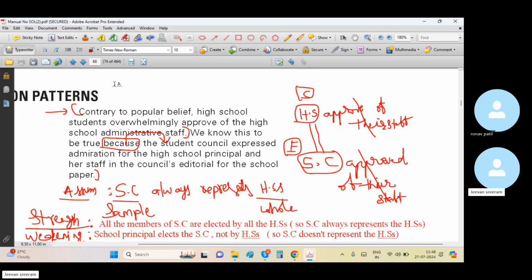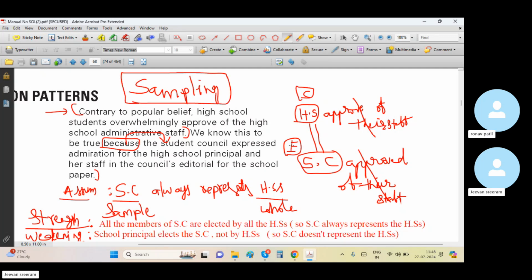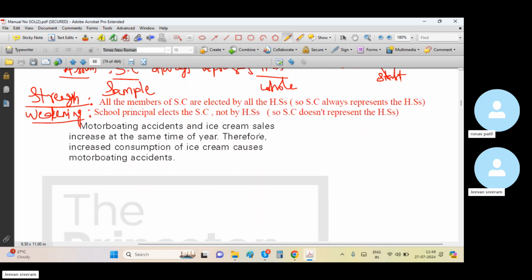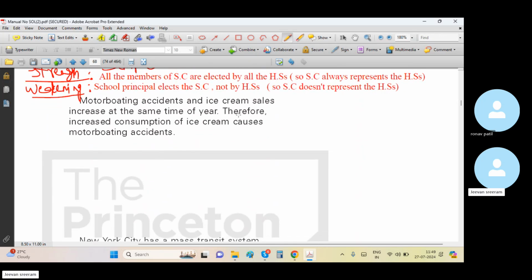So this is the argument of sampling pattern. Is it clear? Now move on to another one. So where is the claim, where is the premise, and where is the assumption? In the second one, the claim is that increased consumption of ice cream causes motorboating accidents. This is the conclusion, and the rest is evidence. There is a claim indicator, which always precedes the claim.